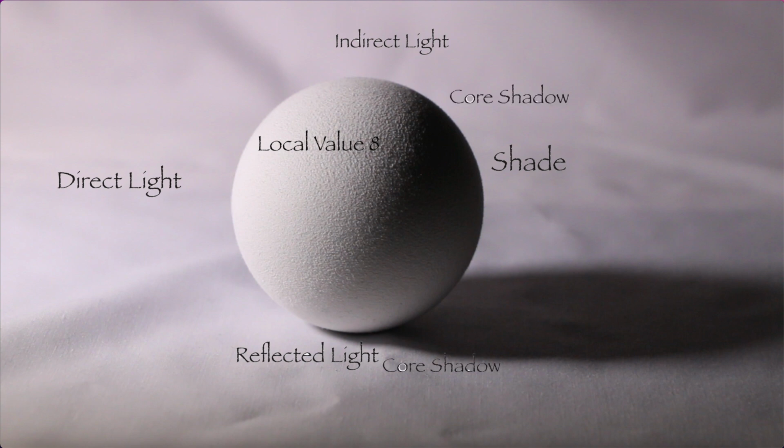We have two core shadows. Those are the deepest, darkest places on our paintings. One core shadow is right at the base of the sphere where it's connecting to the ground, and the other core shadow is in the shade side, closest to where the light cannot reach on the round object. And then finally, we have the cast shadow.